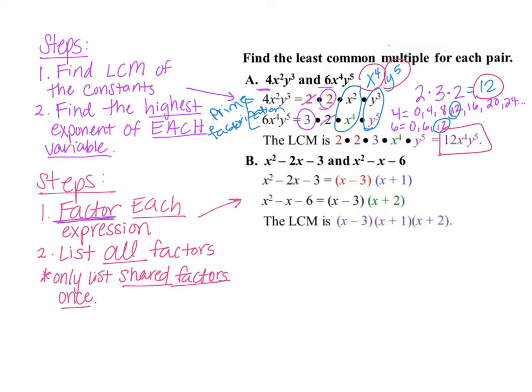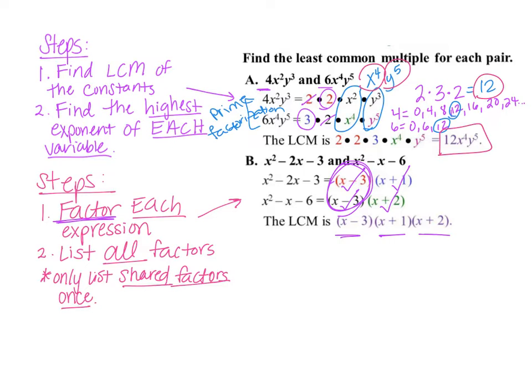So the least common multiple, I need all of the factors, but if it's shared, I only need it once. So I need for sure an x minus 3, okay? That's going to take off both of those because it's shared, so I list it once. I also need an x plus 1, and I need an x plus 2, okay? So remember, this x minus 3, I'm only going to have it on there one time. So my least common multiple is all three of those factors.